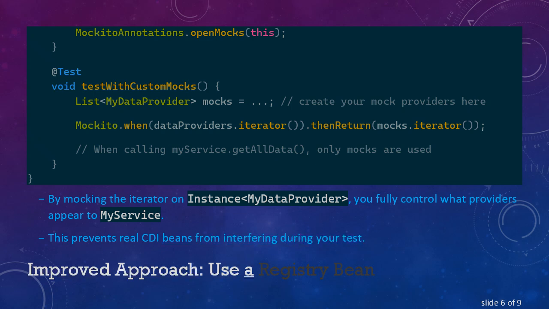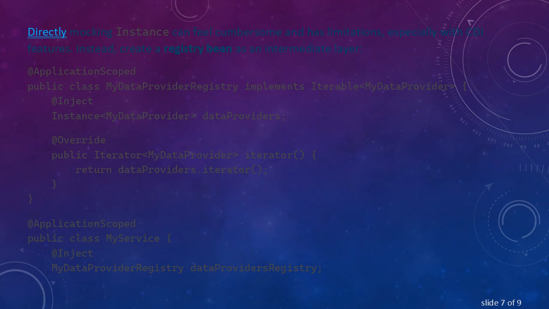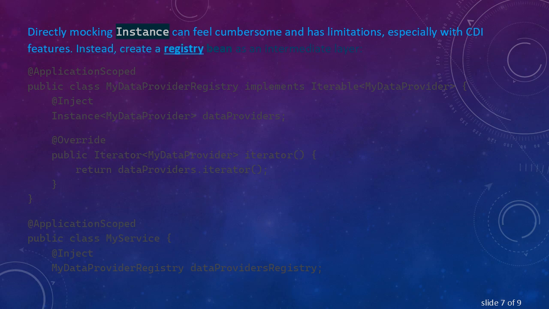Improved approach: use a registry bean. Directly mocking Instance can feel cumbersome and has limitations, especially with CDI features. Instead, create a registry bean as an intermediate layer.